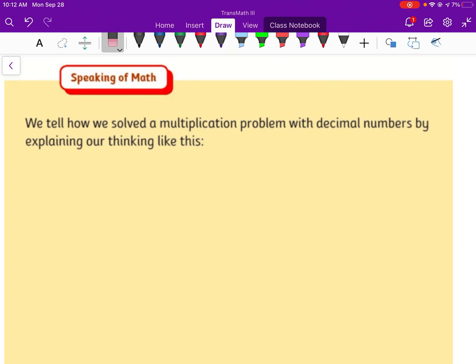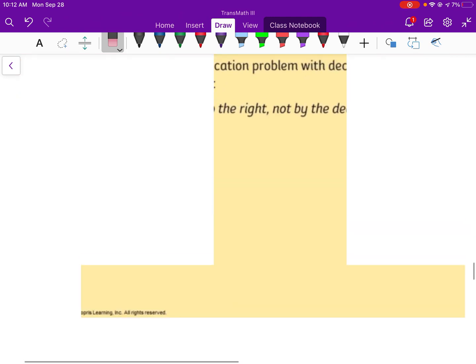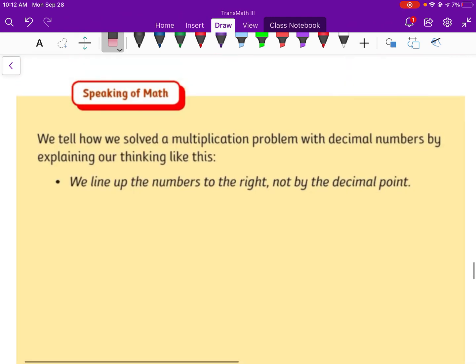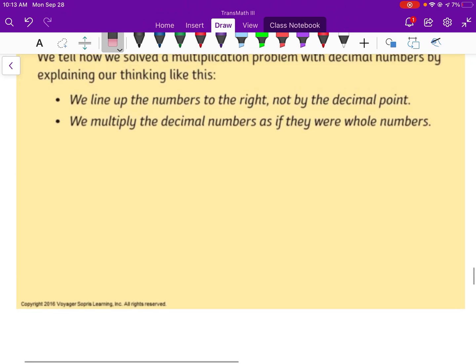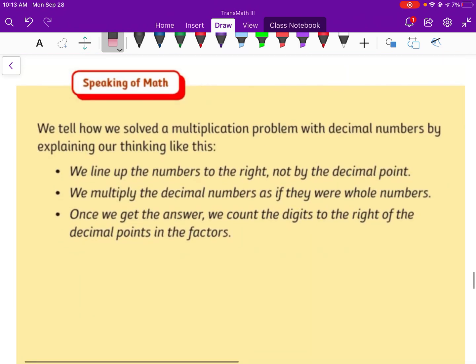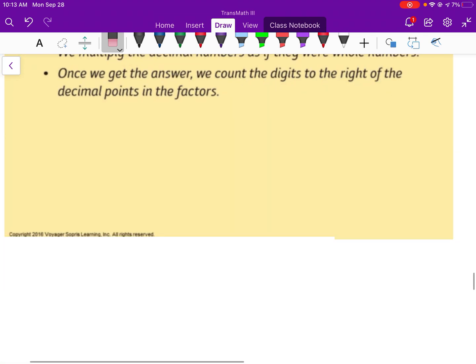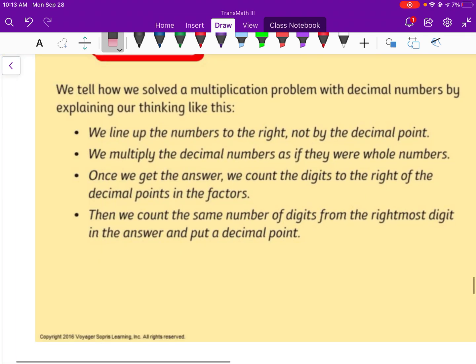We tell how we solved a multiplication problem with decimal numbers by explaining our thinking like this. We line up the numbers to the right, not by the decimal point. When adding and subtracting, we lined up the decimal point. Now we're going to line them up on the right side, just like you would with whole numbers. Multiply just as if they were whole numbers. And then finally, we count the digits to the right of the decimal point, and then move that many decimal places over in our answer.